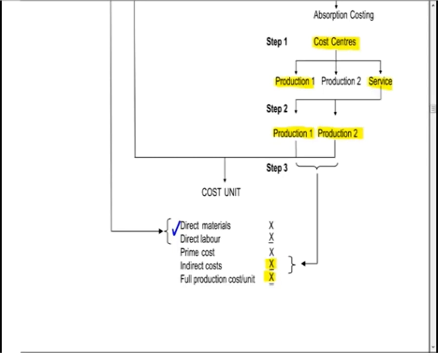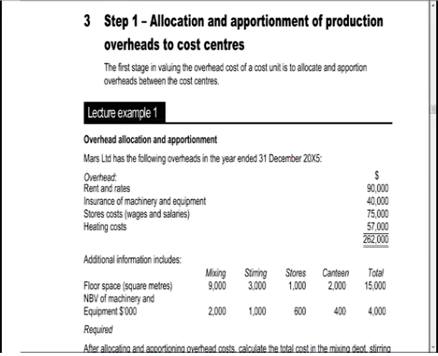So we start off with step 1, getting all of our overheads into the cost centres. Then we want to get overheads only into production cost centres so that we can absorb those overheads, based on usage of the resources per product, into the cost card. We start off with step 1, the allocation and apportionment of production overheads.